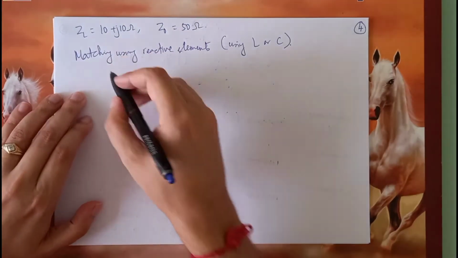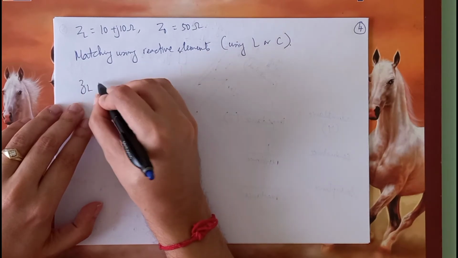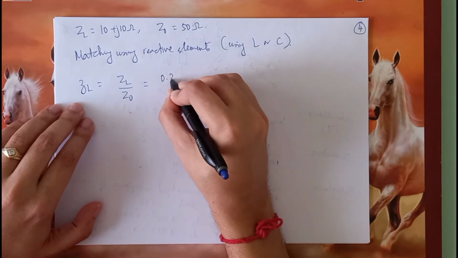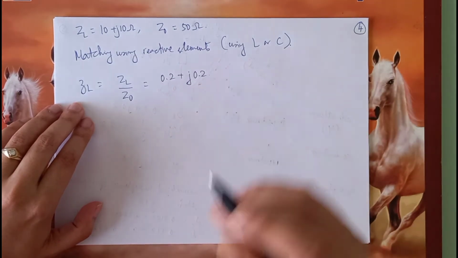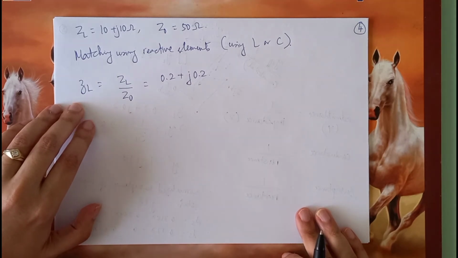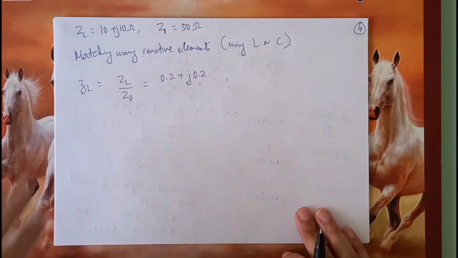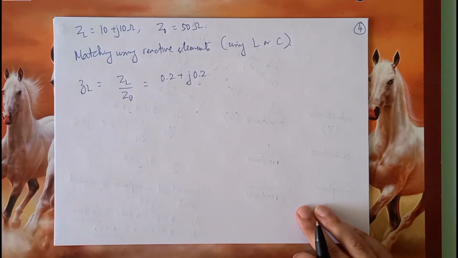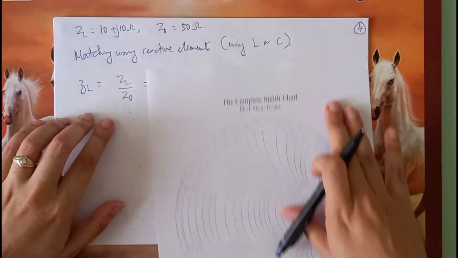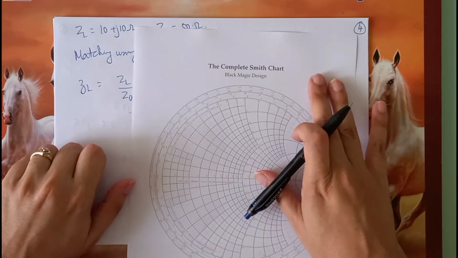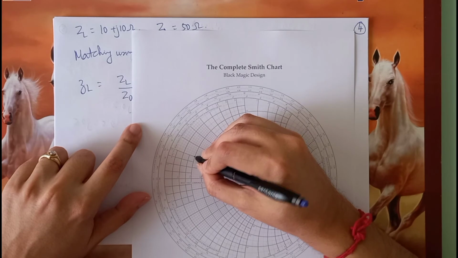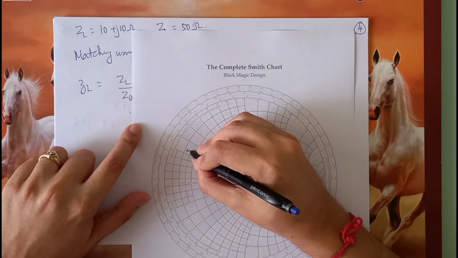So once again, let us calculate the normalized load impedance, which is ZL divided by Z0, which is 0.2 plus J 0.2. Right? Now, let us again use the Smith chart to do this. So, if I want to now mark the normalized load impedance point, that is 0.2 over here and 0.2 over here. So, this is the point. This I will say is small zl.